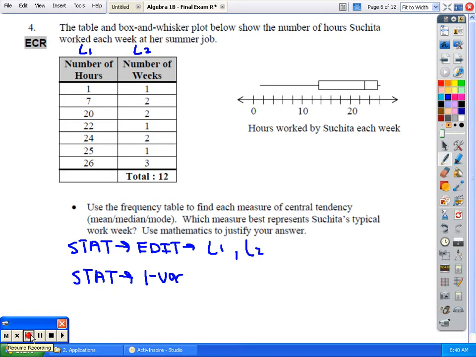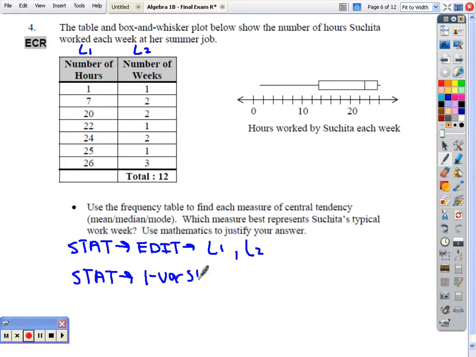Let me start that again. Once you put the data in L1 and L2, you hit Stat again. You get a 1 VAR stat. And then you have to put L1, L2 after it. The X with the line on top is the mean. If you go to the bottom, you're going to see MED, which represents the median. Mode you still have to figure out yourself without using the calculator.